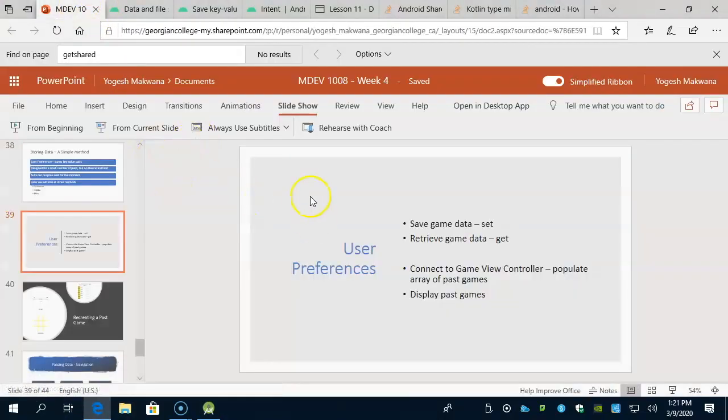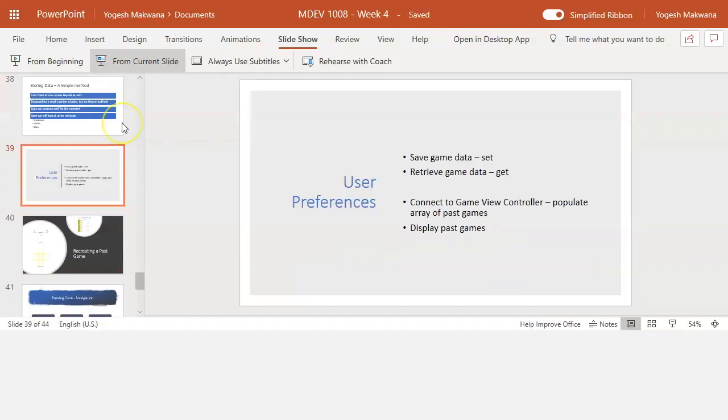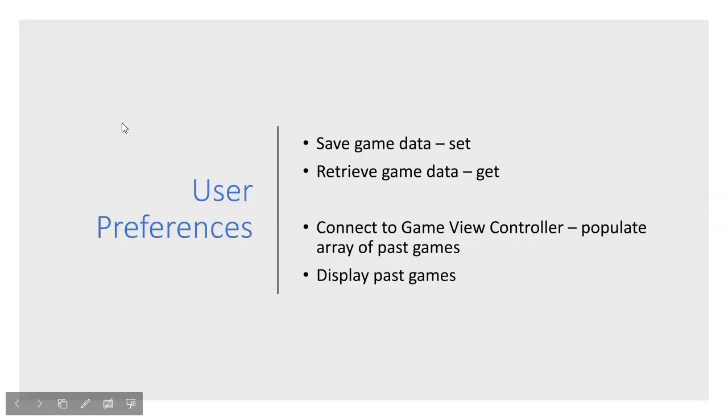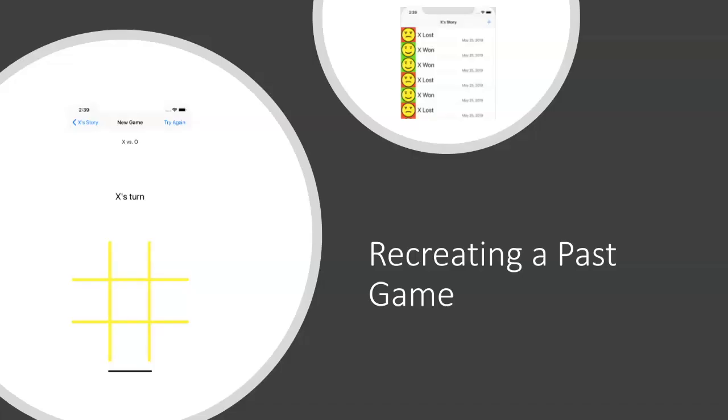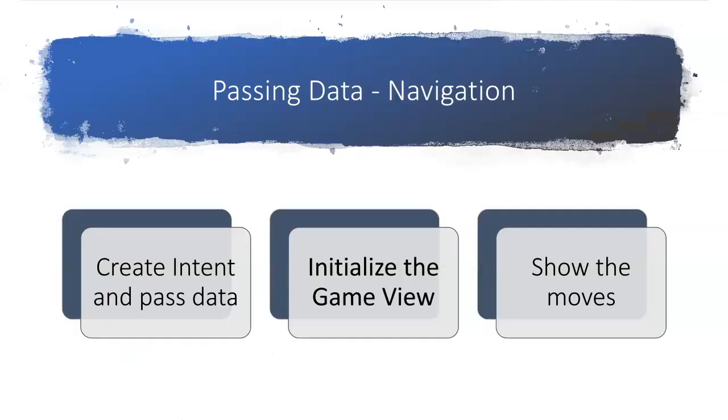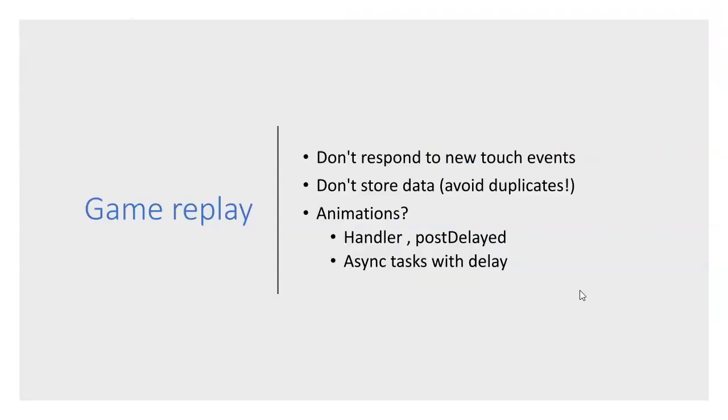I want to switch back to our presentation, and we'll wrap this up and then take a break, and then we'll start a new app. So I want to show you. When we started this, we said that this was going to be an assignment. So there are additional tasks that you have to do. Now we are able to display past games. There are things though. Okay, yeah, this is what we just did. Create intent and past data, initialize the game view, show the moves. We just finished this.